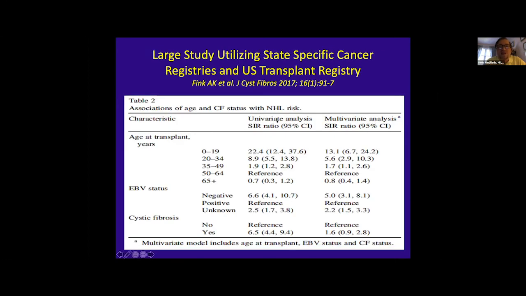Then we're looking at patients in the U.S. transplant registry and the specific countries' registry from Liza Fink, and found something very similar. If you look at the multivariable analysis about CF and the risk for lymphomas, you find almost the same number, 1.6, like Anne found, and found that if you are EBV negative, which most likely makes you a mismatch, you increase your risk, and it's something that's more common in the younger population.